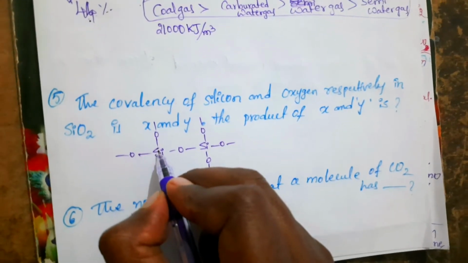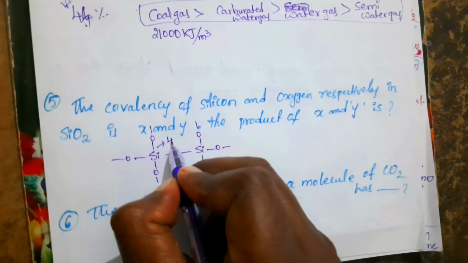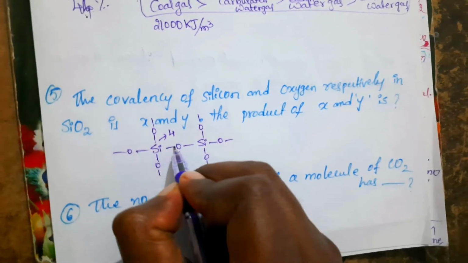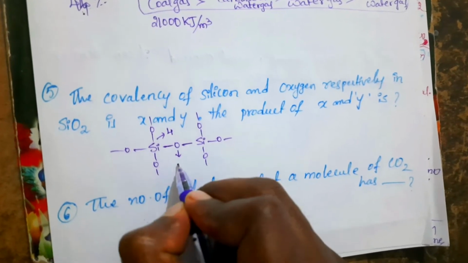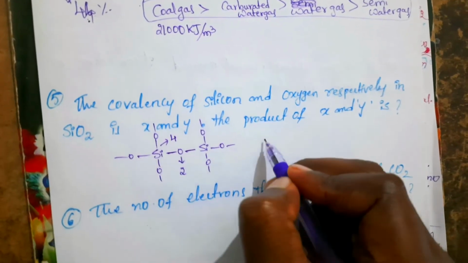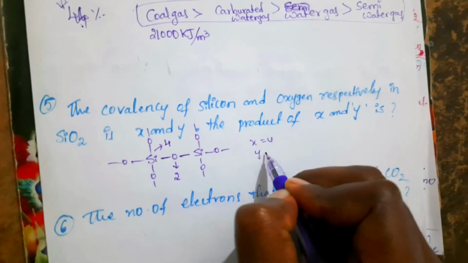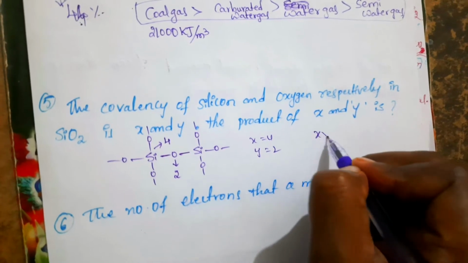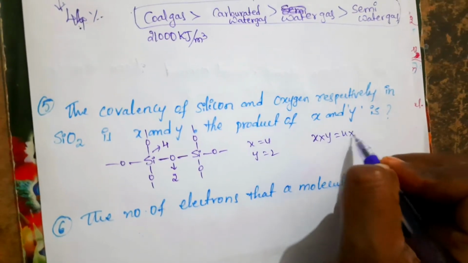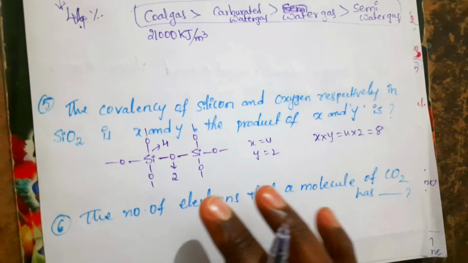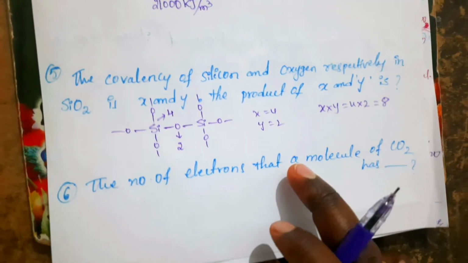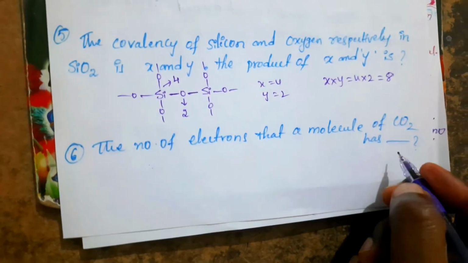Here the covalency of silicon will be 4. The covalency of oxygen, how many bonded atoms are there? 2. So x is equal to 4, y is equal to 2. The product will be x into y, that is 4 into 2, equal to 8. Is that clear? Next, the number of electrons that a molecule of CO2 has.